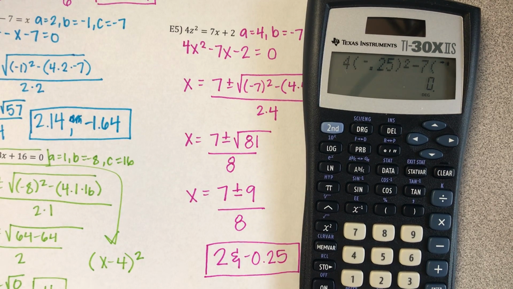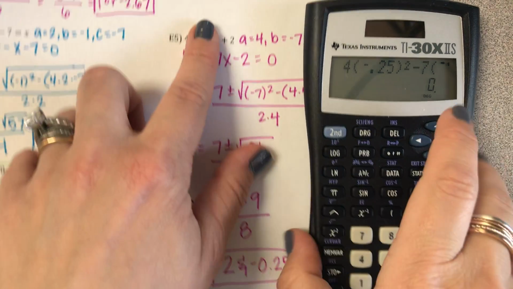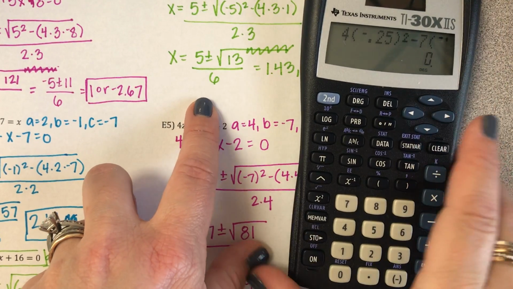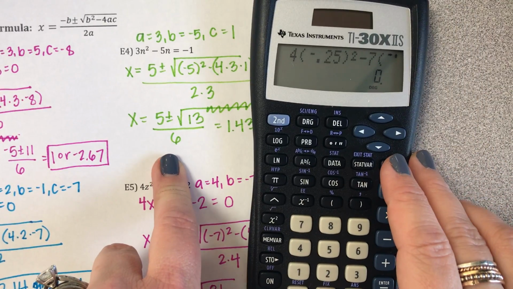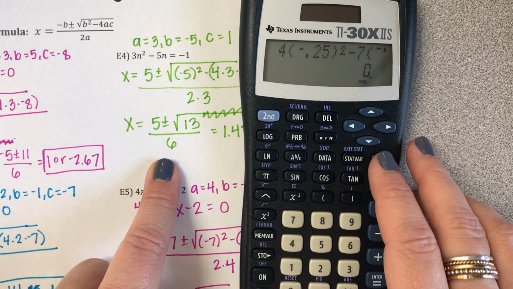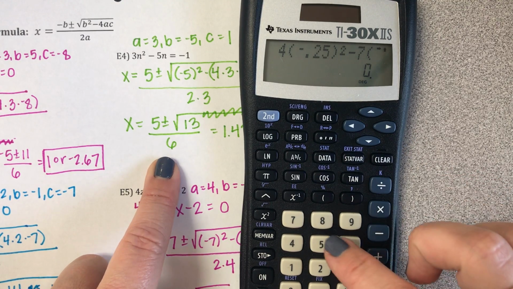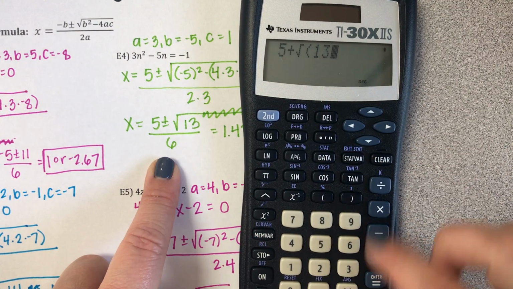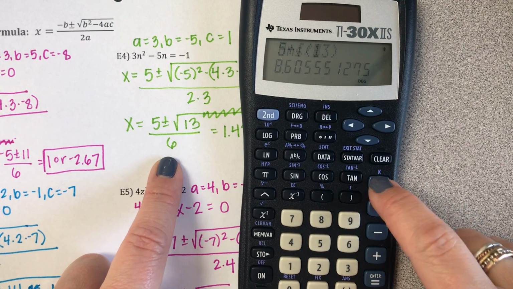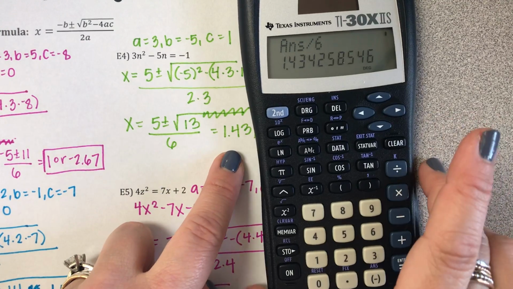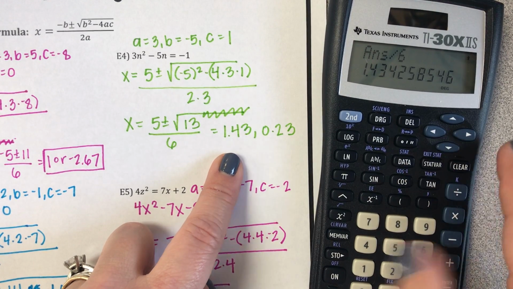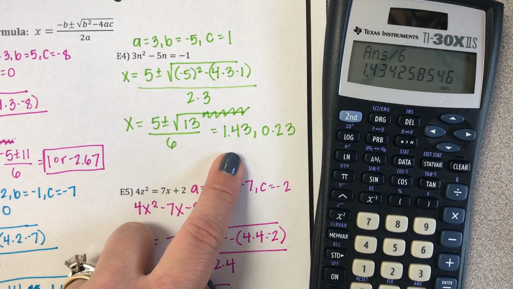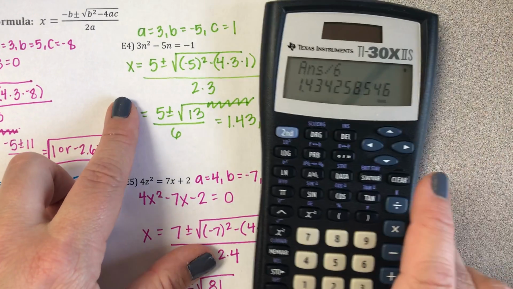Okay, and I'm going to show you one other fancy trick really quick with the calculator. If you're trying to check things, especially on this kind of calculator. So here, I think one of my answers should be 5 plus the square root of 13, and then divided by 6, right? I rounded it to 1.43, but it's really 1.434258546, on and on and on. So watch what you can do, which is really cool.